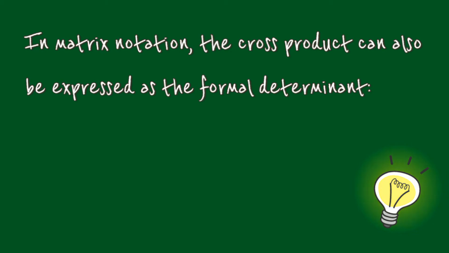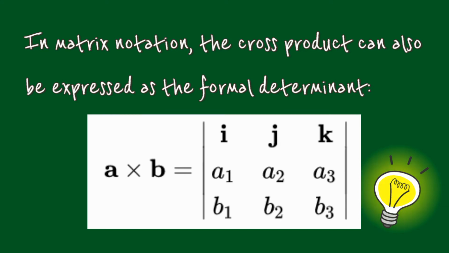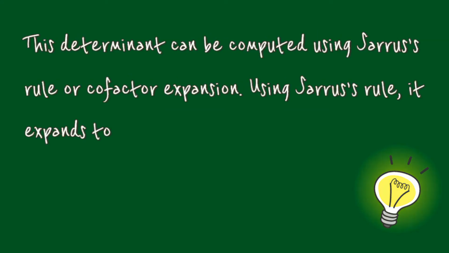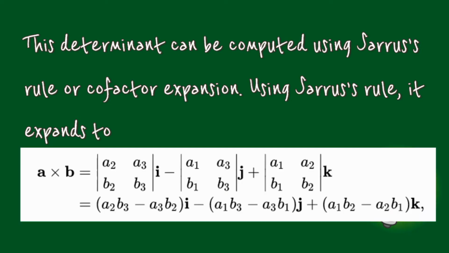In matrix notation, the cross product can also be expressed as the formal determinant as you can see below. This determinant can be computed using Sarrus' rule or cofactor expansion. Using Sarrus' rule, it expands as written below, where A cross B is equal to (A sub 2 B sub 3 minus A sub 3 B sub 2) times i, minus (A sub 1 B sub 3 minus A sub 3 B sub 1) times j, plus (A sub 1 B sub 2 minus A sub 2 B sub 1) times k, which gives the components of the resulting vector directly.